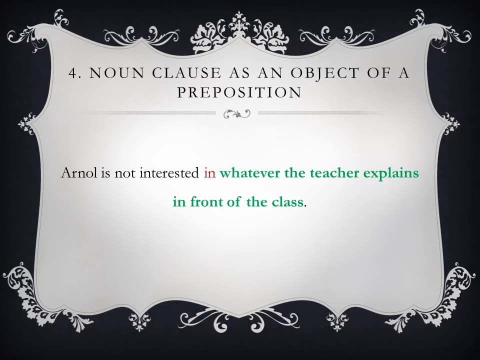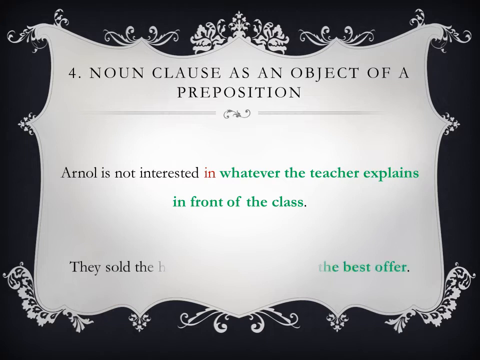Okay, now we come to noun clause as an object of a preposition. Look at the example. Arnold is not interested in whatever the teacher explains in front of the class. We can see here that "in" is the preposition, and "whatever the teacher explains in front of the class" is the noun clause. So here we can see that the preposition "in" comes before the noun clause to show the relationship with the nearby word, interested.